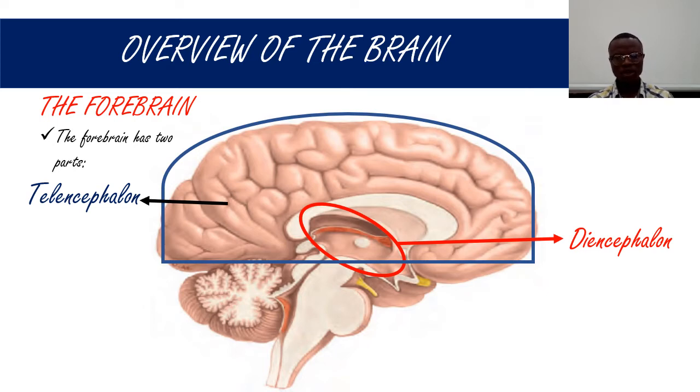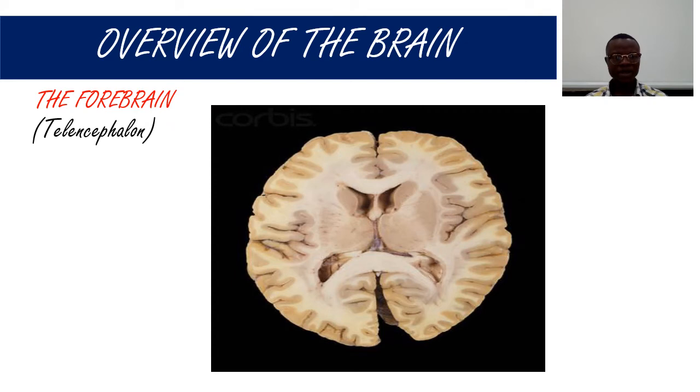We will now zoom in to further understand the structures that make up the forebrain, that is the telencephalon and the diencephalon. We will begin our discussion of the forebrain structures with the telencephalon. To enable us to better appreciate the various structures of the telencephalon, we are going to use a coronal section of the brain as we can see here.